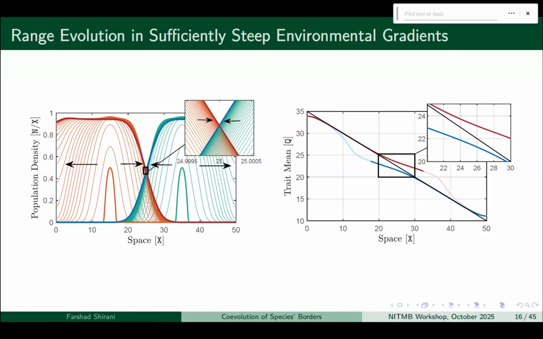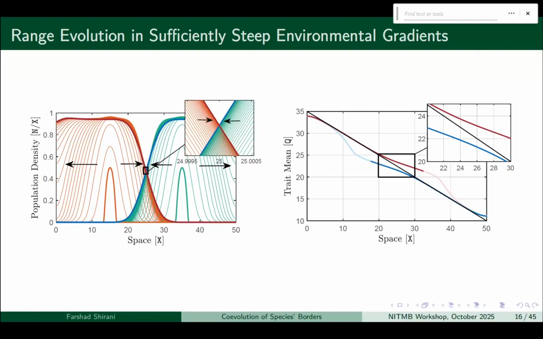Here, I show the equilibrium curves of trait mean. And you see that over the region of sympatry where they coexist together, they show character displacement, which is a very well-known feature in coexisting species. So what mechanism is creating these range limits is important to know.